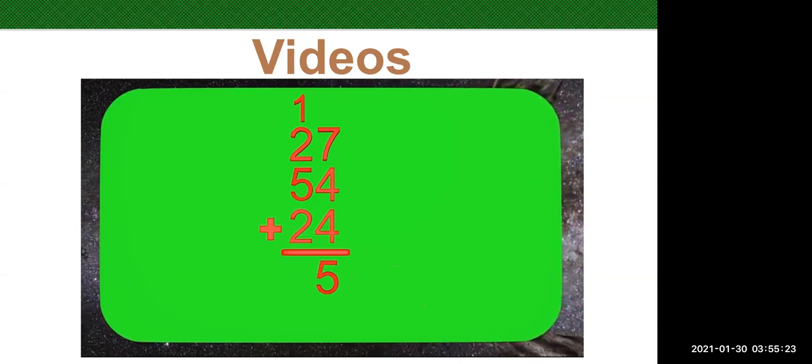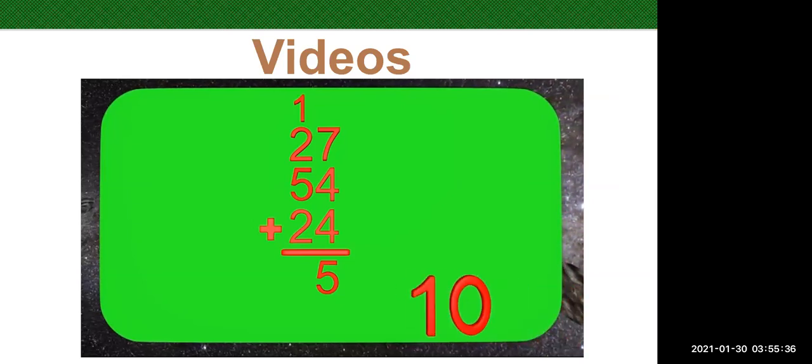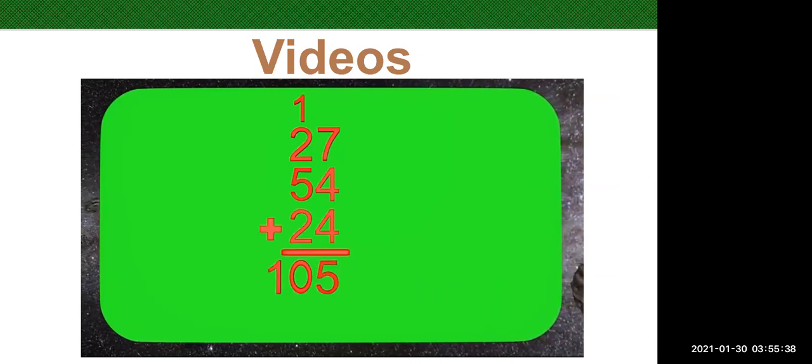Okay, now we add up the tens column the same way. We start with the 1 that we carried over. So what is 1 plus 2 plus 5 plus 2? The answer is 10. So we put the 10 down here. And the answer is 105.